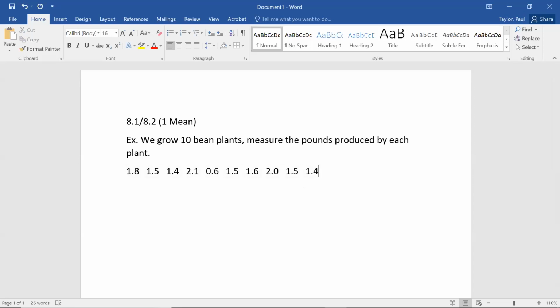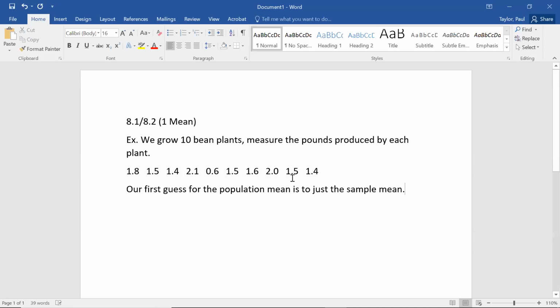So our first guess for the population mean, so that's the mean of all possible bean plants that were in this situation, is to just find the sample mean.